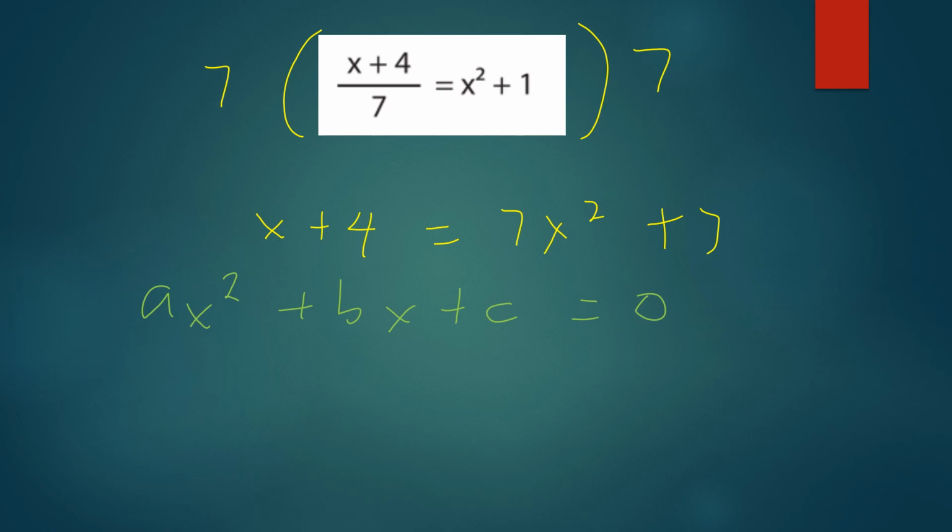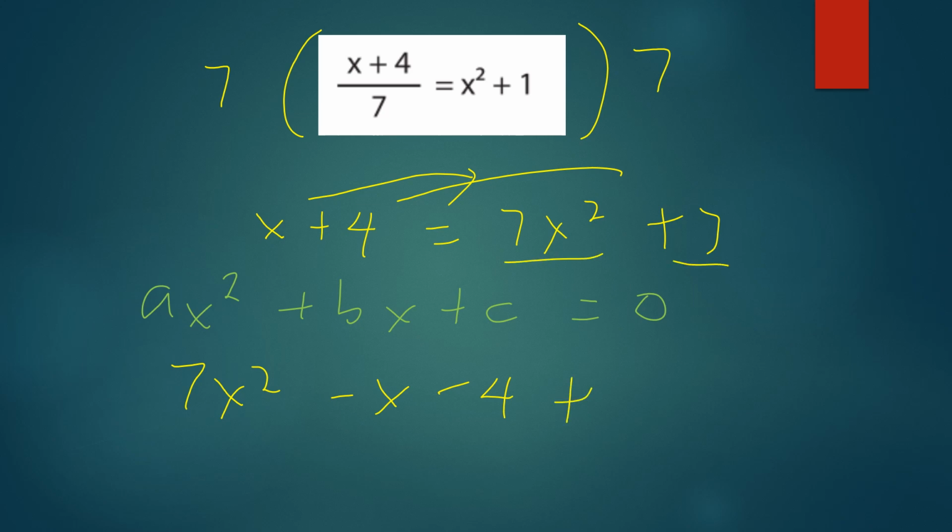Okay, so let's move everything. 7x squared, we can move it to the other side. So we have here minus x and then minus 4. We are not moving this. These are the ones we keep, the 7x squared and 7. So if everything has been moved here, then this left hand side will be equal to 0. Or let's just use the reflexive property. 0 equals 7x squared minus x minus 4 plus 7, which is the same as 7x squared minus x minus 4 plus 7 equals 0.